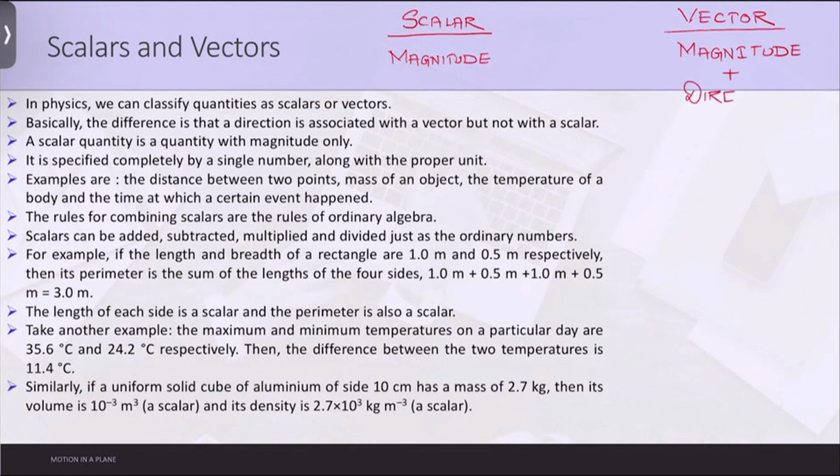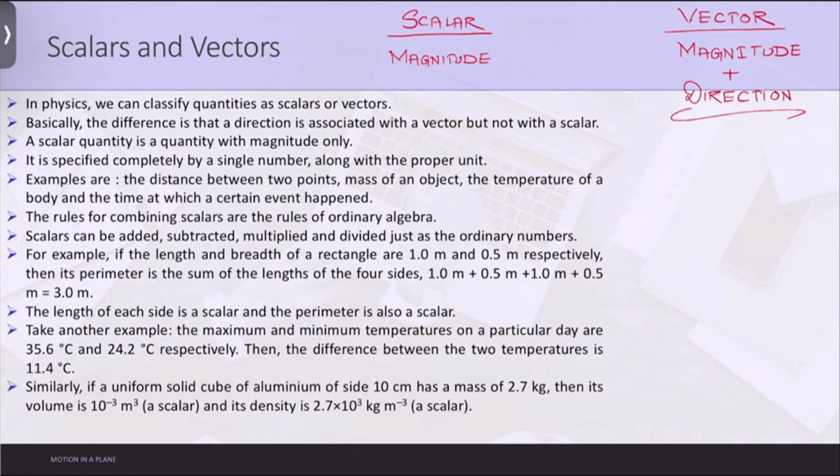So this direction is the only cause which makes it different from a scalar. And that is why we need to do vector addition, which is different from algebraic addition. We will understand how we will do it, but that is the main crux of the difference between a scalar and a vector. Okay, so let's start understanding whatever is written here.